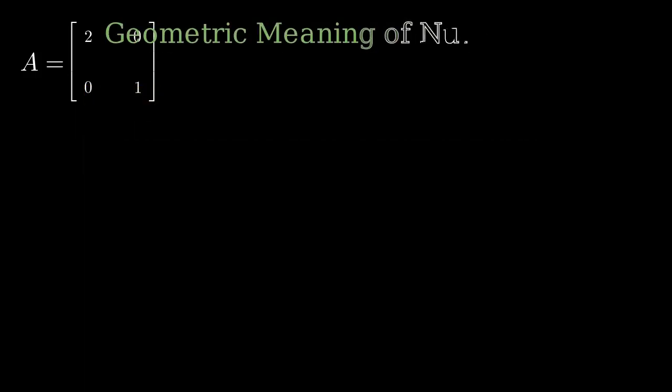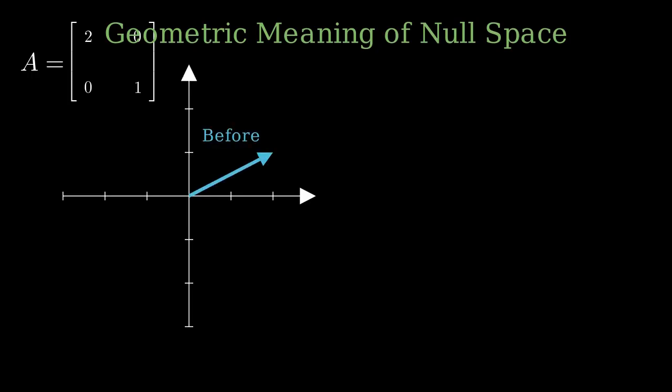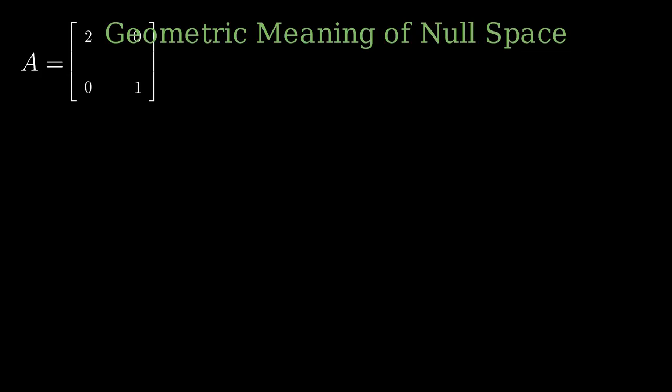Let's understand this geometrically first. Imagine our matrix is squashing space. For most vectors, they just get transformed to a new location. But vectors in the null space collapse to 0. For our specific matrix, let's find what goes to 0.